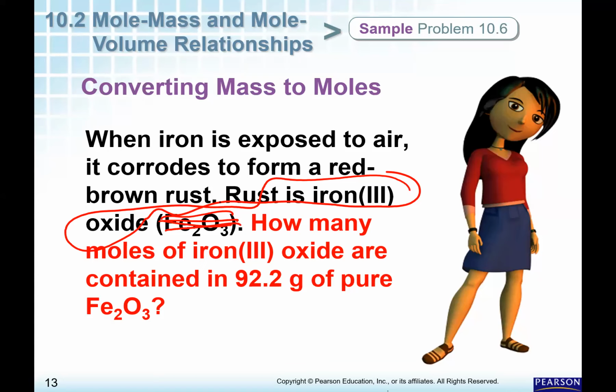So what is the known and unknown? We are going from the mass to moles. Okay, we have to do mass to moles. That's what you mean, Faisal.